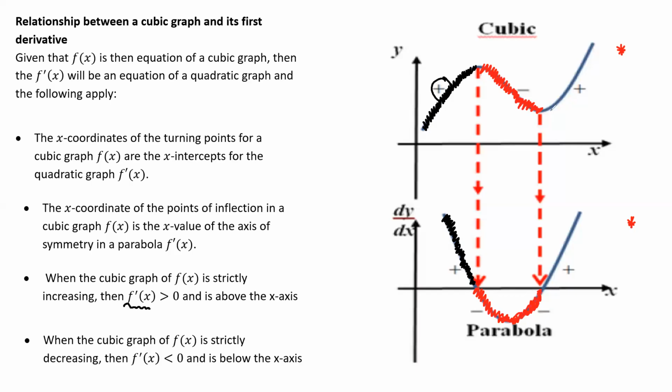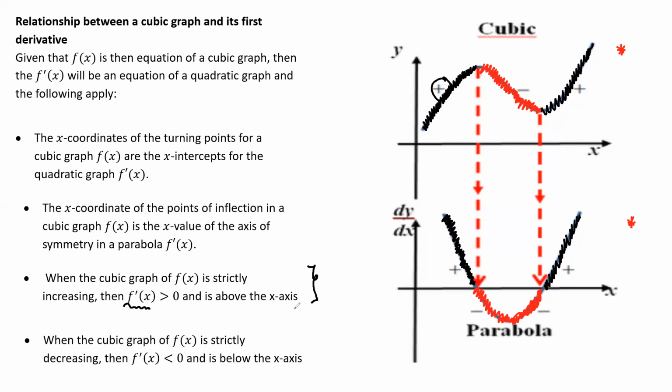Again, you continue. The gradient is now positive. The graph is increasing. The graph of the cubic is increasing. The gradient is positive, so in this case, it will be above the x-axis. So that's how it corresponds in this instance.